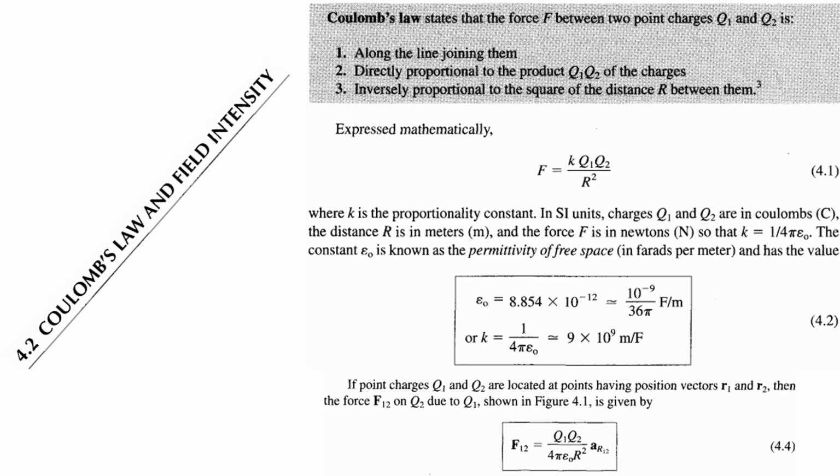And since force is a vector quantity, you can write it in the vector form, F12 is equal to Q1 Q2 divided by 4 pi epsilon naught R square, and then the unit direction vector along a_R.